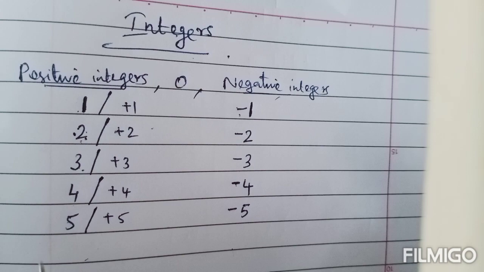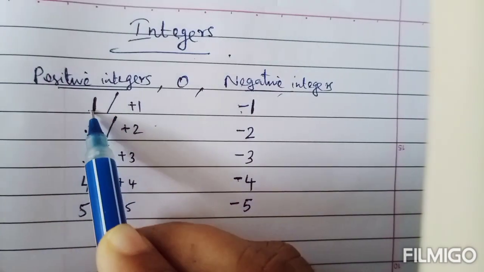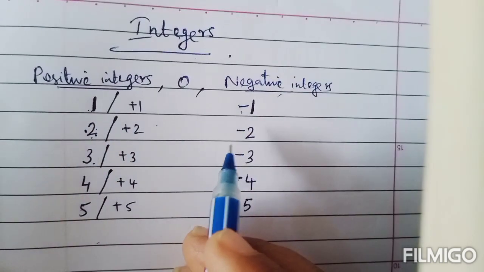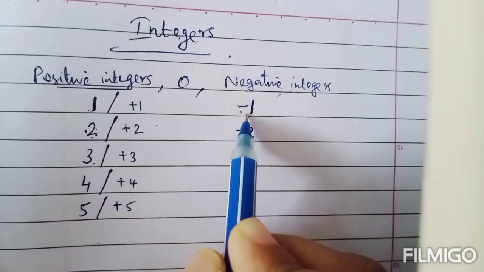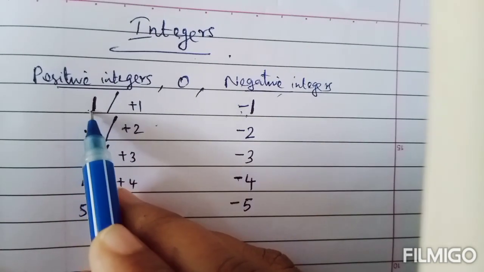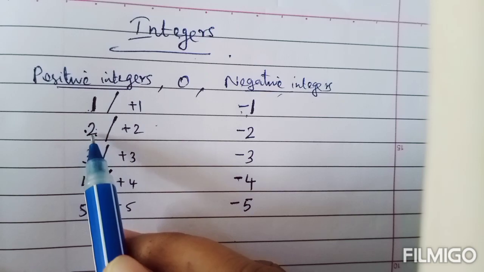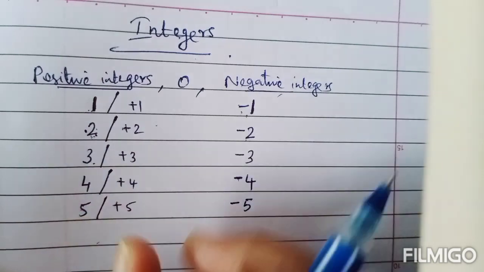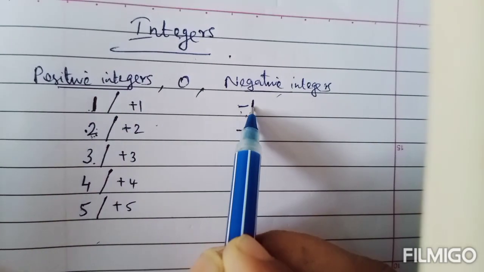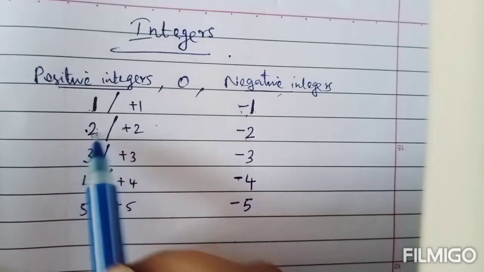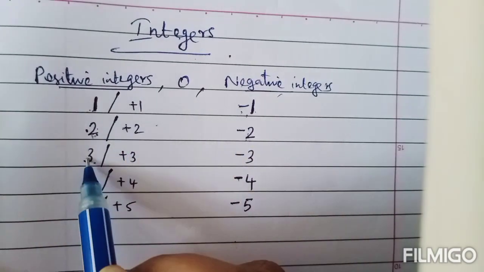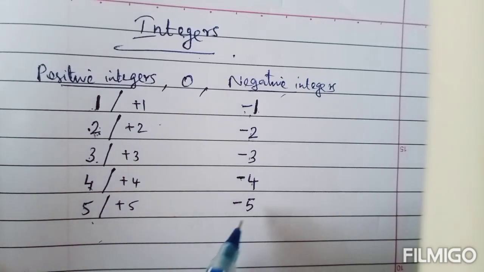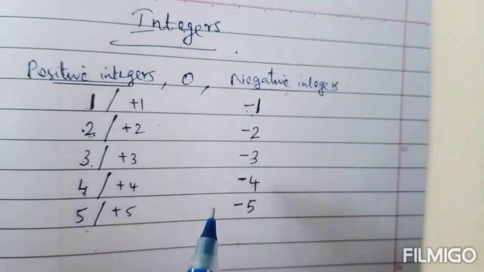Okay, now here 1, positive 1 and negative 1, they are opposites of each other. Opposite of 1 is negative 1, or opposite of negative 1 is 1. Similarly, opposite of 2 is negative 2. Opposite of negative 2 will be 2. So here you can see 1 and minus 1 are opposites of each other. 2 and minus 2, they are opposites of each other. 3 and minus 3, 4 and minus 4, 5 and minus 5, 6 and minus 6, they are all opposites of each other.